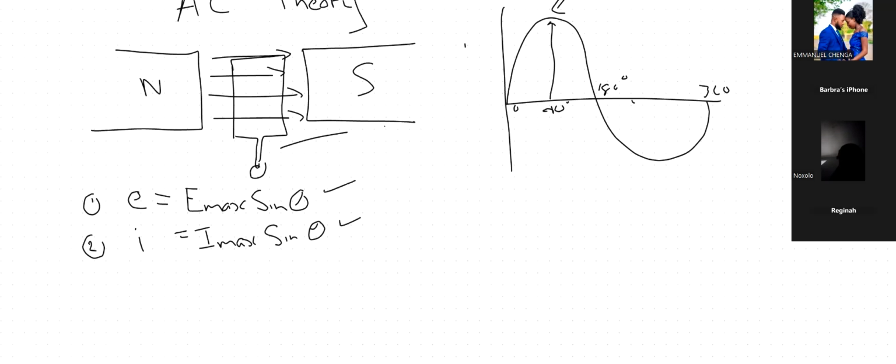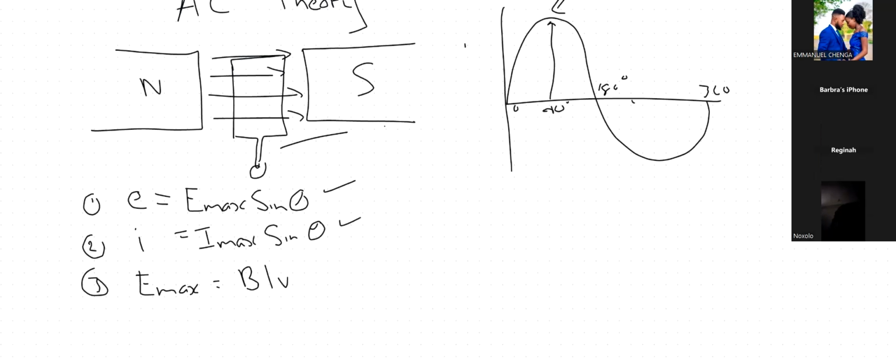Okay. And then let's say you are not given Emax, the maximum EMF, formula number 3. You can calculate the maximum EMF by the density multiplied by the length multiplied by the velocity. So that's the formula you can use to calculate your Emax if it is not given. The density is measured in Teslas, the length is in meters, and the velocity is in meters per second.